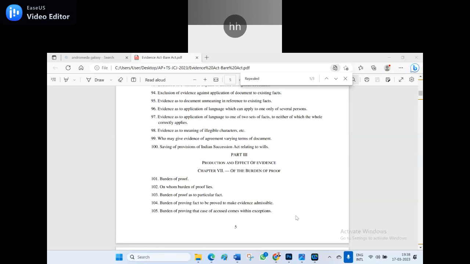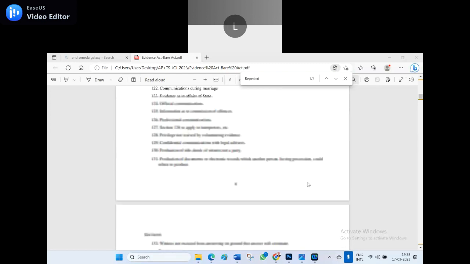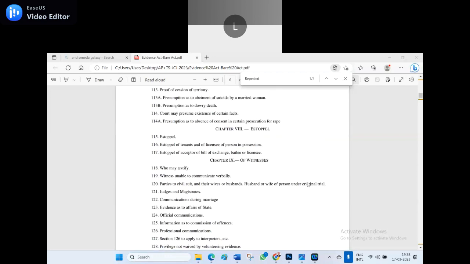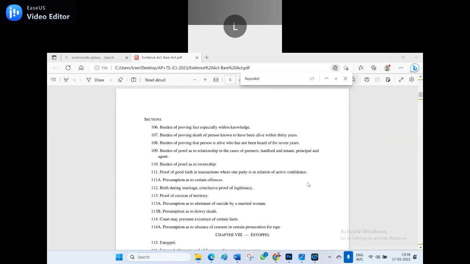How many parts are there in the law of evidence? 3 parts. How many chapters are there? 11 chapters. And how many sections are there? 167 sections. Yes, now you totally know. How many are repealed? 2. What are they? Section 2 and the schedule. Schedule and section 2. Now you can become an expert in the law of evidence.